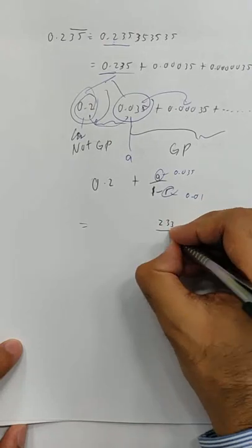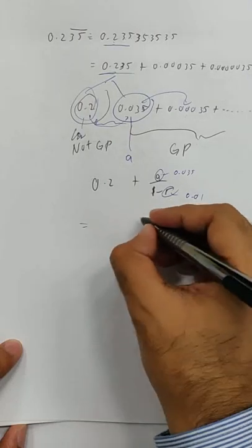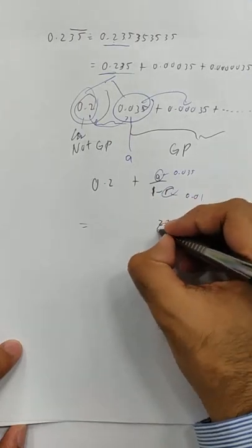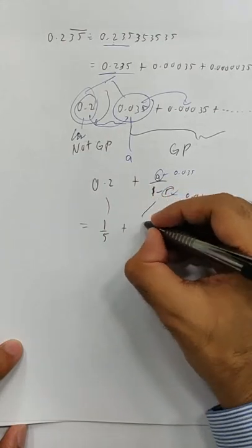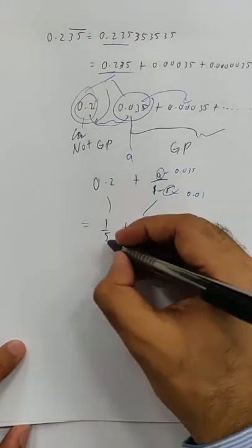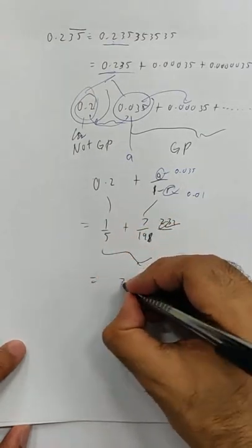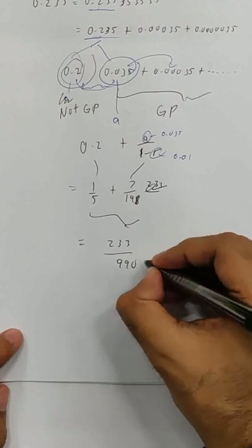233. Oh, you calculated everything. This part here is 1 over 5. This part here is 7 over 198. And the final answer for both of them is 233 over 990. Congratulations.